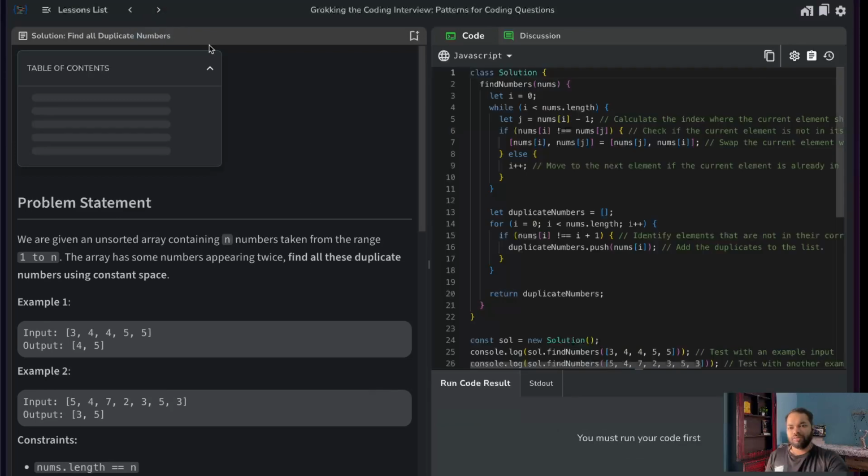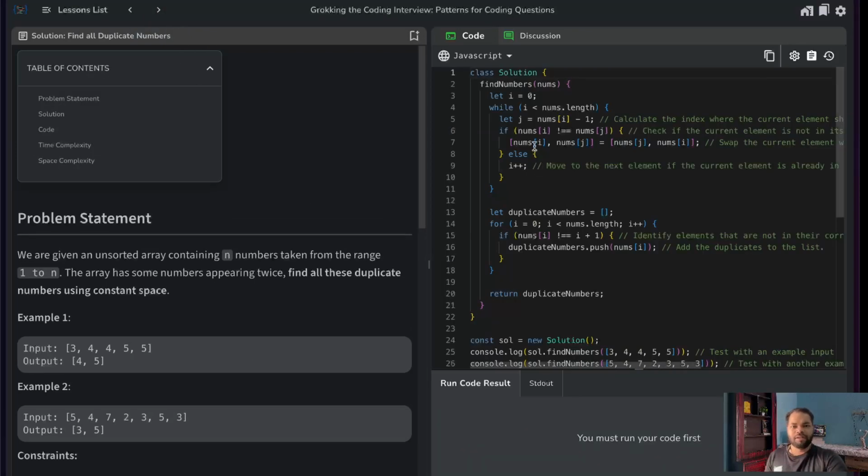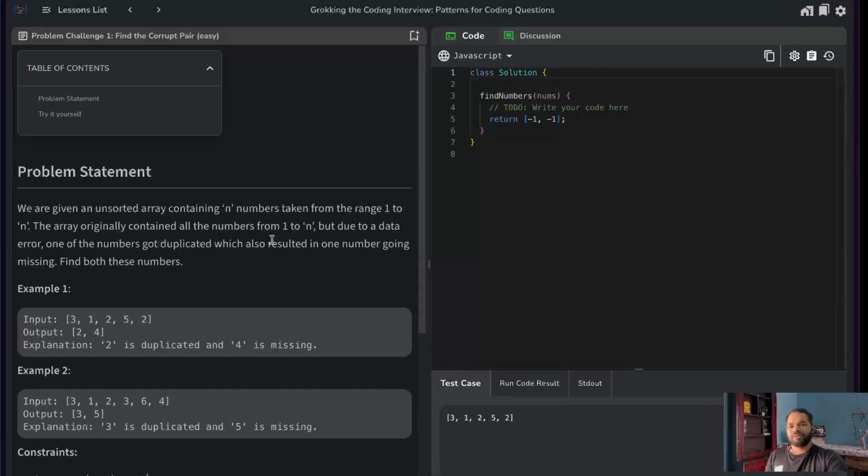Let's see how they are doing it. Looks the same, exactly the same. Instead of temp, they are using J and nothing else. Okay, everything is good. Let's move to the next question.